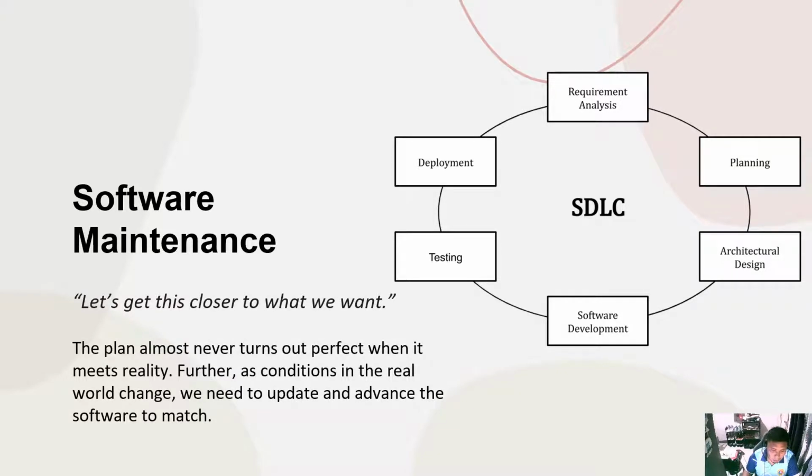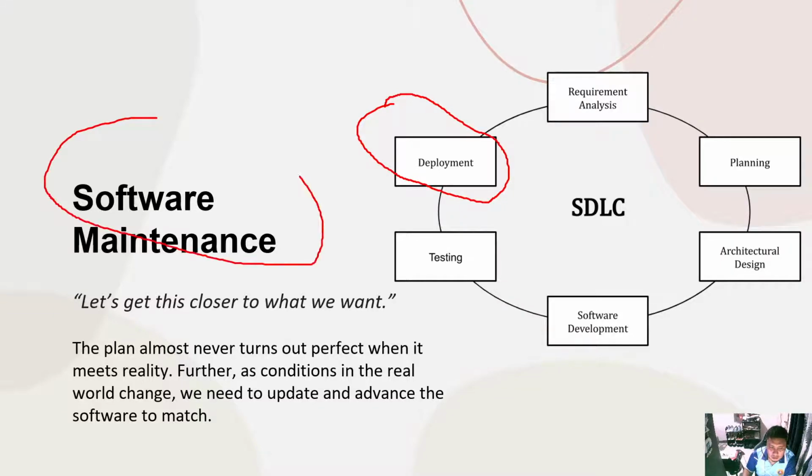Okay, so the plan almost never turns out perfect when it meets reality. Further, as conditions in the real world change, we need to update and advance the software too. As we can see in our phones and in any versions of apps you install on your computers, there are also upgrades so that the software meets the requirements of the user. So probably in 2020 you deploy the system, but 2 years from the deployment you should have maintenance, because the requirements set by the stakeholders might change by 2022.